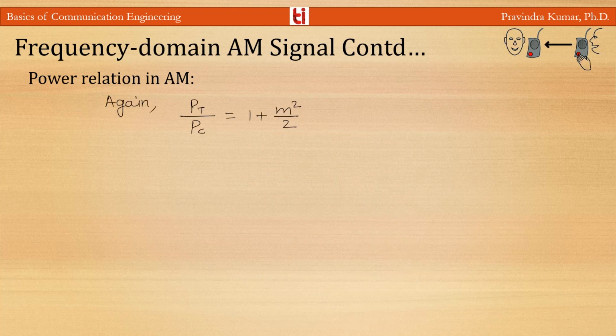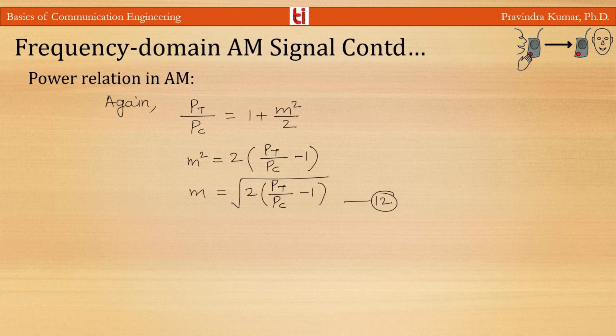Again, if I consider Pt by Pc is 1 plus m square by 2, here we can write m square is 2 Pt by Pc minus 1, or m is equal to under root of 2 Pt by Pc minus 1. So if you are given Pt and Pc, you can find out the modulation index.